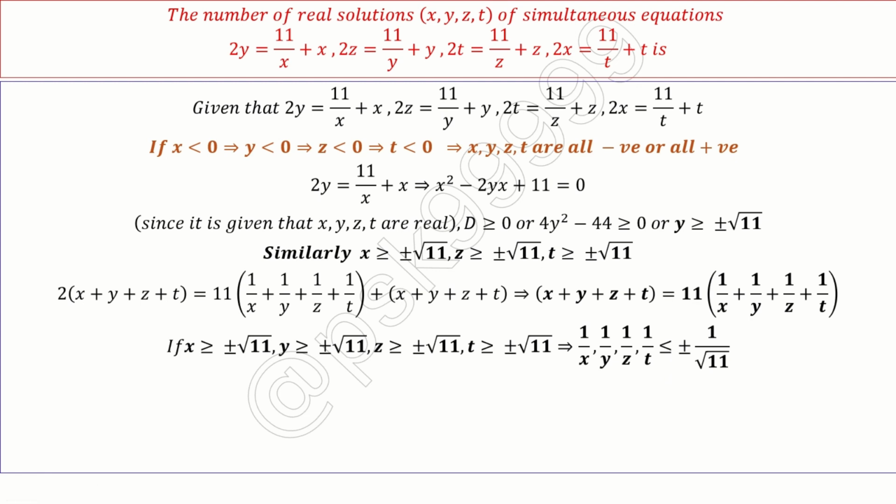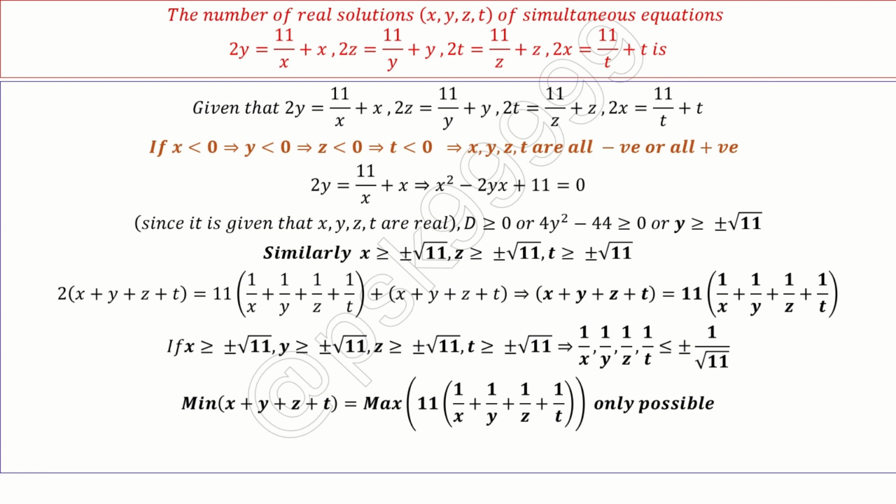So if you see this one, this side you have maximum value, and this side you have minimum value. Both can be equal only at the juncture, right? Which means minimum of x plus y plus z plus t should be equal to maximum of 11 times of this one. This is the only possibility. Now, what are the possibilities with these conditions?